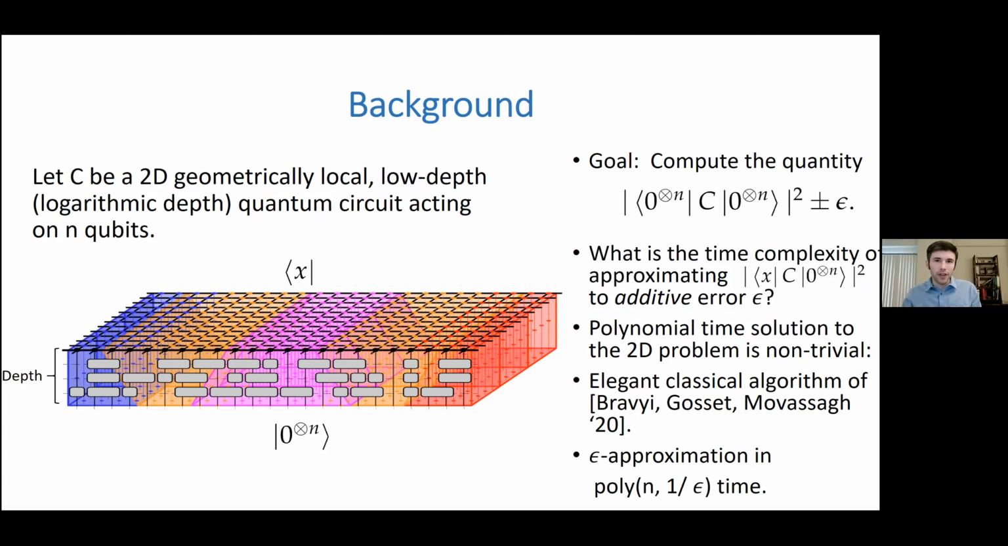However, there is an elegant algorithm due to Bravyi, Gosset, and Movassagh that does solve this problem. It's too bad I don't have time to even give a brief description of it because it's very nice. Their algorithm will give an epsilon approximation of this output probability in time that is polynomial in n, the number of qubits, and polynomial in 1 over epsilon. Okay. And we'll actually end up using that as a subroutine later on in our algorithm for the 3D case.